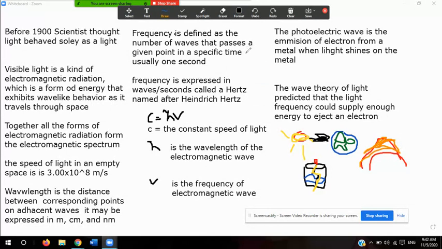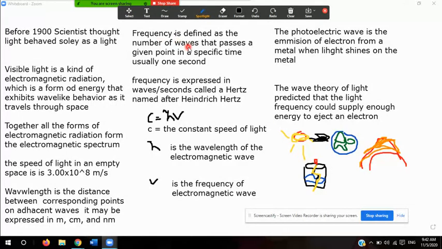If we're looking at the spectrum, the wavelength is the distance between these 2 points. That's what the wavelength is. So like the distance between the orange and the red, that's the wavelength. It's how close they are, and they can be measured in meters, nanometers, and centimeters.